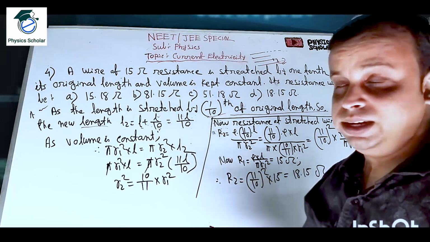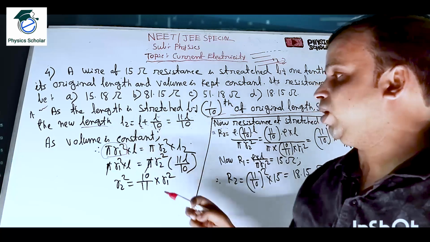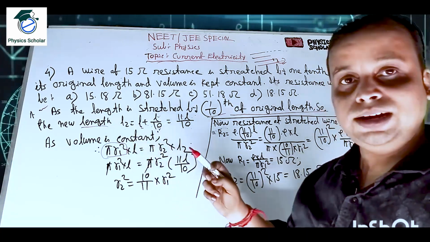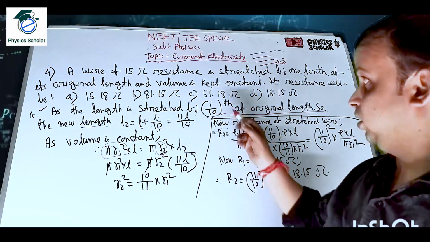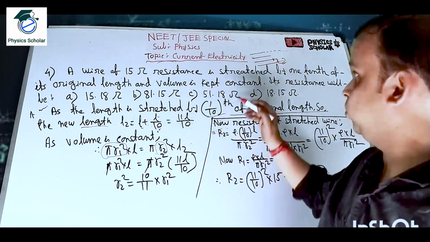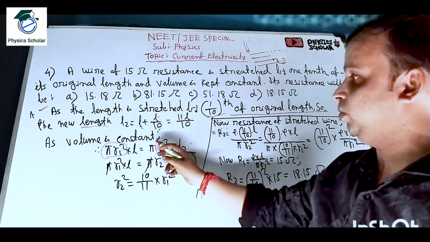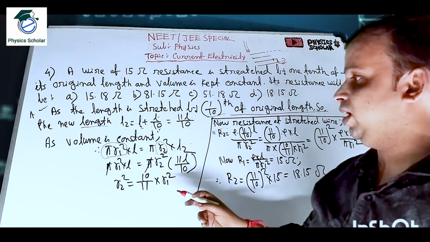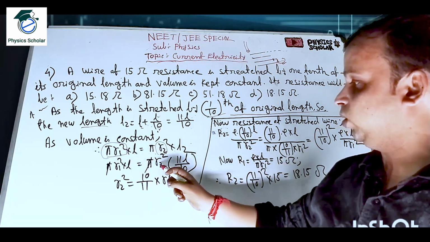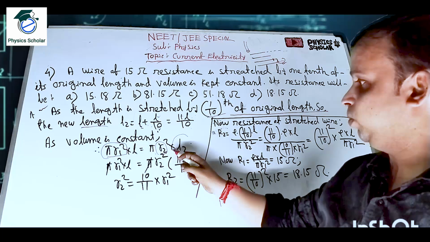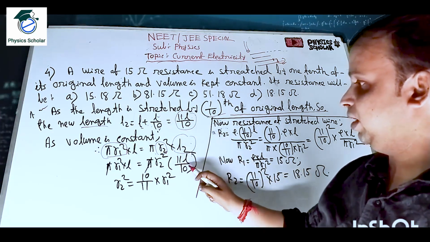The volume is constant. So in both the cases, what is the volume? Cross section area pi R1 square into L is equal to, suppose this is the wire, the new radius of the wire is R2. Clear. So the cross section area will be pi R2 square into L2. Clear. So pi will be cancelled. So R1 square into L is equal to R2 square into L2. And L2 means what? We can write this as 11L by 10.